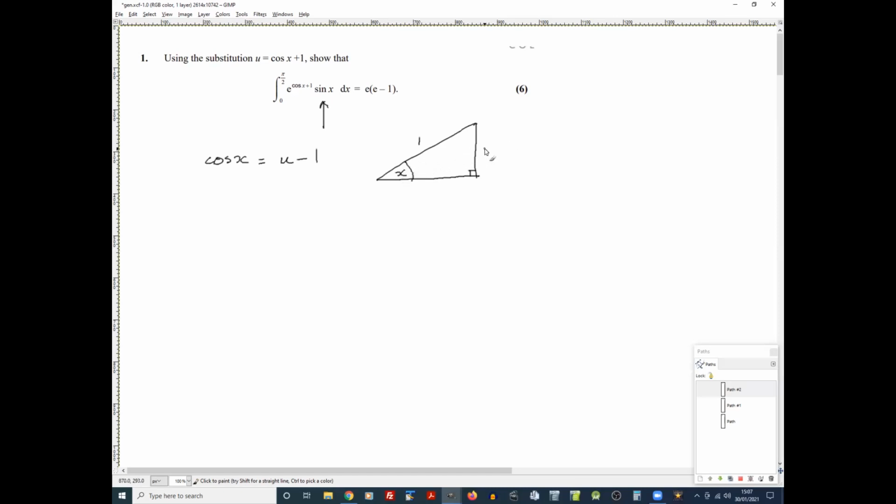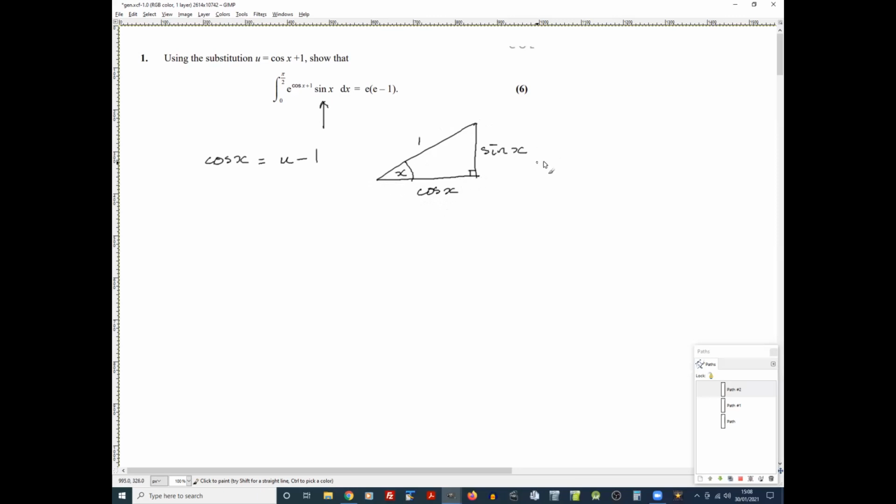We could say the opposite side was, well, opposite over hypotenuse, of course. What do we call opposite over hypotenuse? Sine x. So if it's over 1, the opposite just is sine x. And the adjacent just is? Is it cos x? Yes, because it's adjacent over hypotenuse. So if the hypotenuse is 1, the adjacent side is cos x.